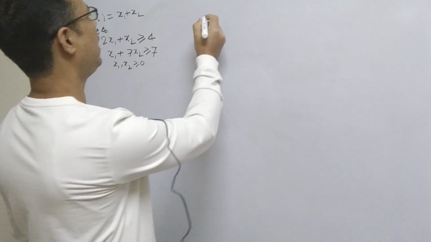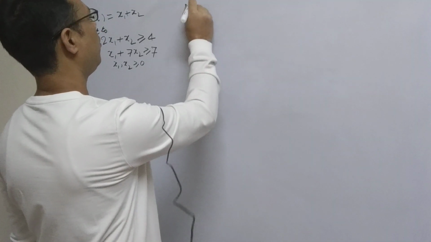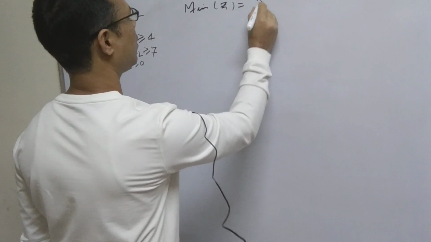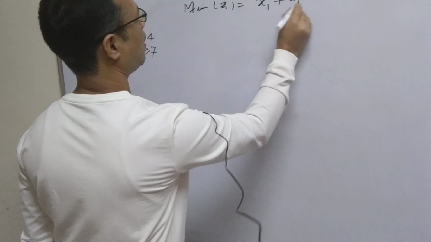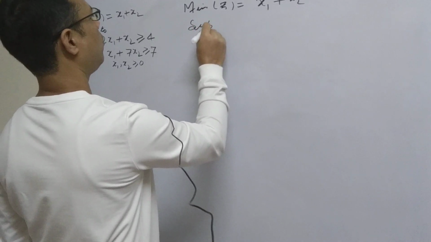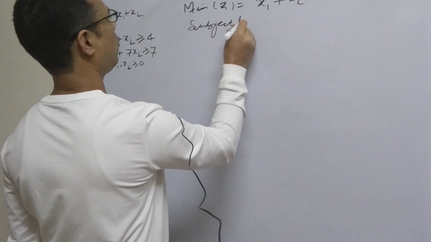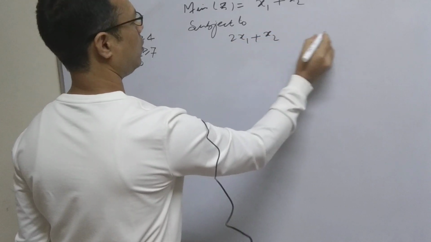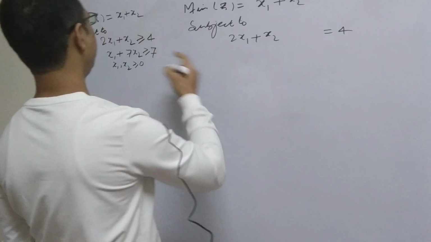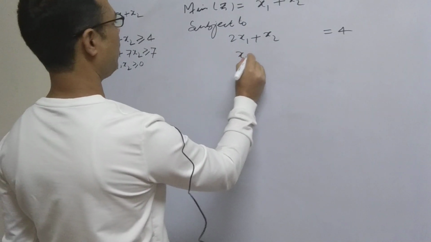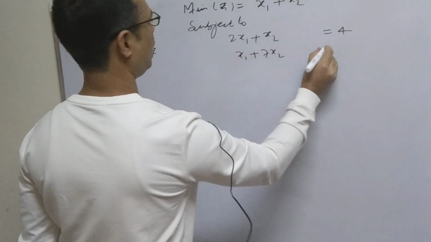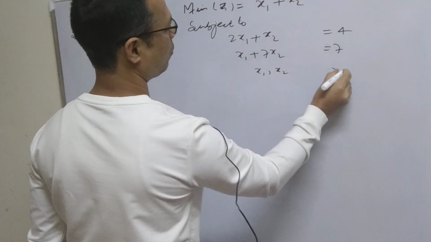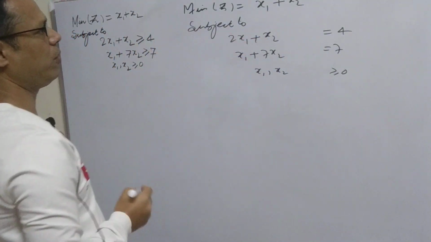So here first we need to write the same objective function, just copy the minimization type of question. So I am going to write x1 plus x2 subject to the constraints I have given: 2x1 plus x2 is greater than or equal to 4. I am going to change the inequality into the form of an equation. Here x1 plus 7x2 is greater than or equal to 7. Here also I am going to change the inequality into the form of an equation. Now these inequalities have been converted into equations.